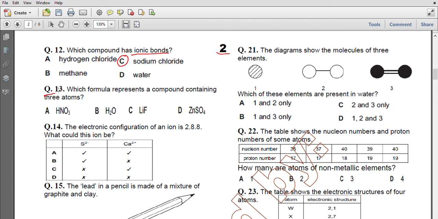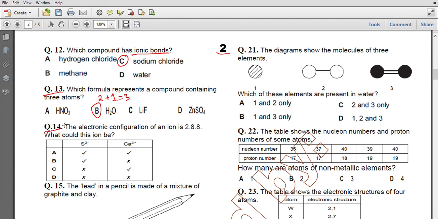Question number 13. Which formula represents a compound containing 3 atoms? This is a very simple question. We choose water as we have 2 hydrogen atoms plus 1 oxygen atom. So there are 3 total atoms.